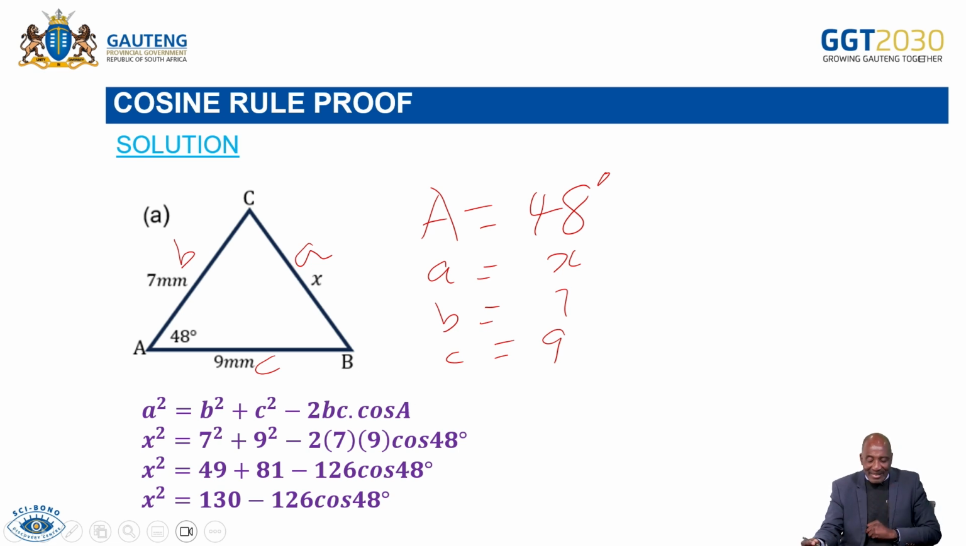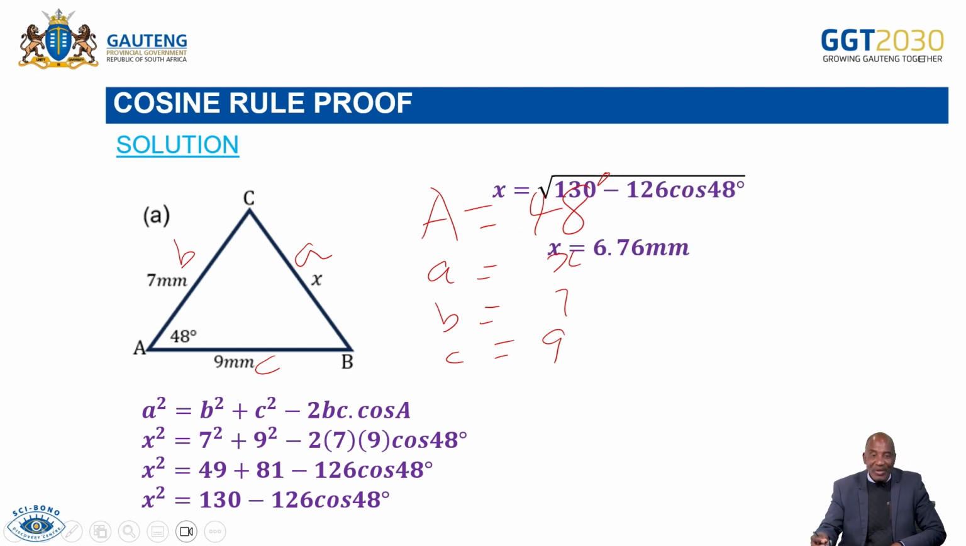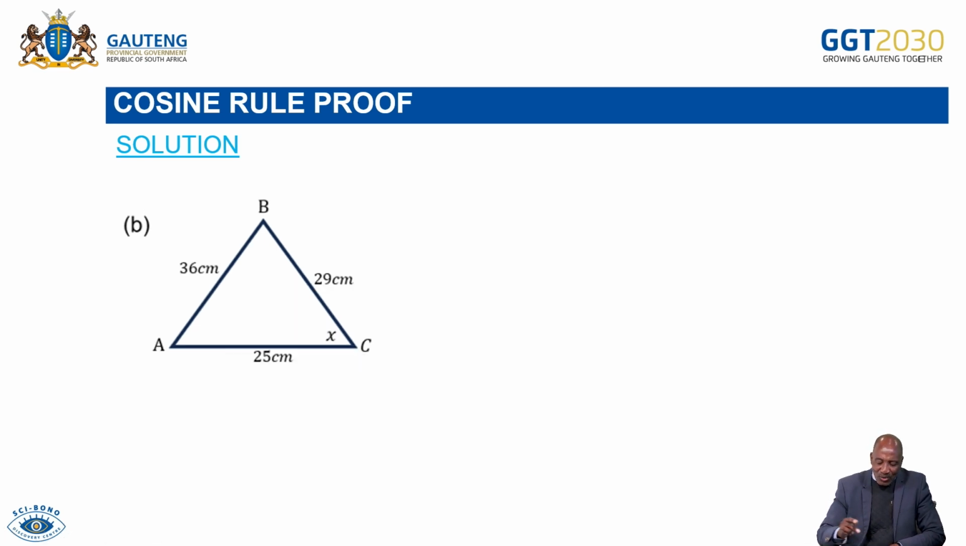That remains as is. Then from there, we say x equals the square root of 130 minus 126 cos of 48 degrees. Never punch these things out before you get to the final. You are solving for x. Take the square root on both sides and solve for x. You'll obtain your x as 6.76 millimeters. So that's the length of our side BC using the cosine rule. We're using it when two sides are given and an included angle.